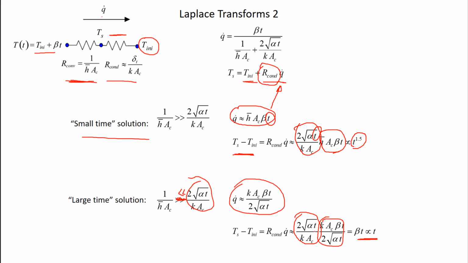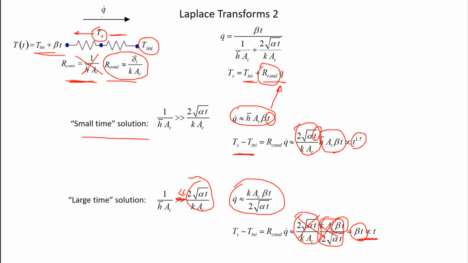Actually, if you look at this for a second, you can see that this cancels with all of this stuff, and you're just left with beta times time, right? So the surface temperature is going exactly like the fluid temperature. Does that make sense? So if I wait long enough, what's happening? This resistance is important, and this resistance is unimportant. So if I wait long enough, what's happening is my surface temperature is becoming really, really close to the ambient temperature, right?